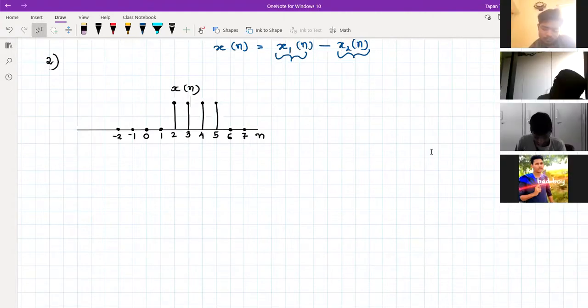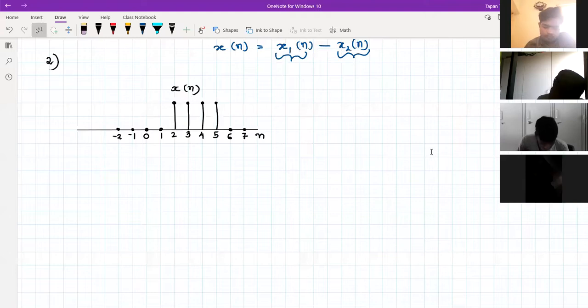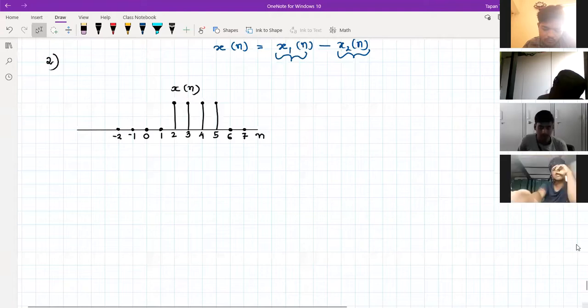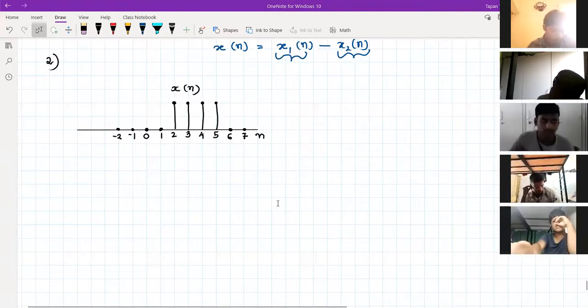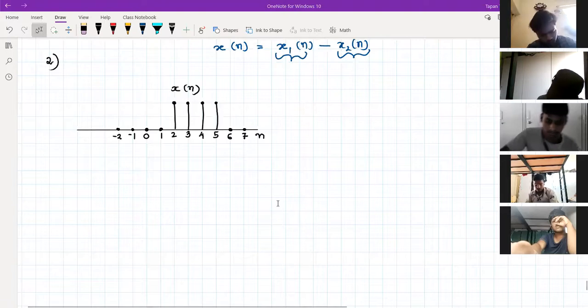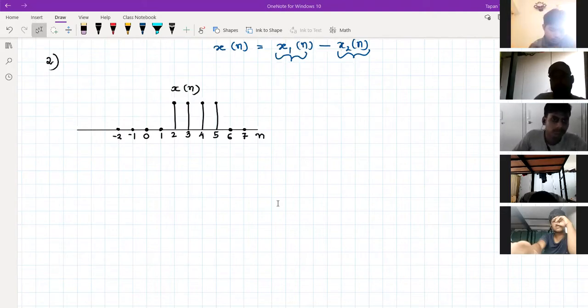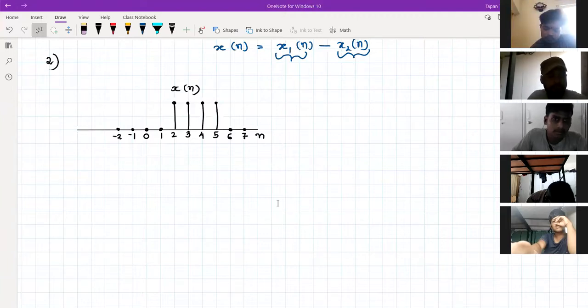Arbaz? Yes, sir. Are you done with this problem solution? I'm doing, sir. Okay, Gaurav Kumar got the correct answer. Very good, Gaurav. Amit Kumar, what about you? Doing, sir.